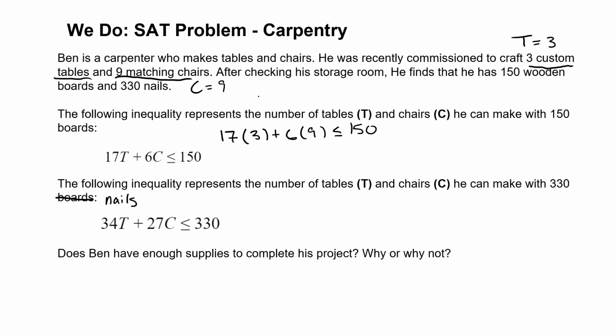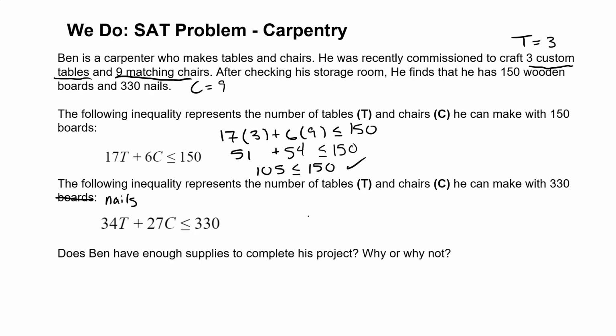So make sure you're following along with me as I go through this. 17 times 3 is 51. 6 times 9 is 54. Is 51 plus 54 less than 150? Yes, that is 105. 105 is less than 150. So this is true. So that means that he has enough supplies to meet that requirement.